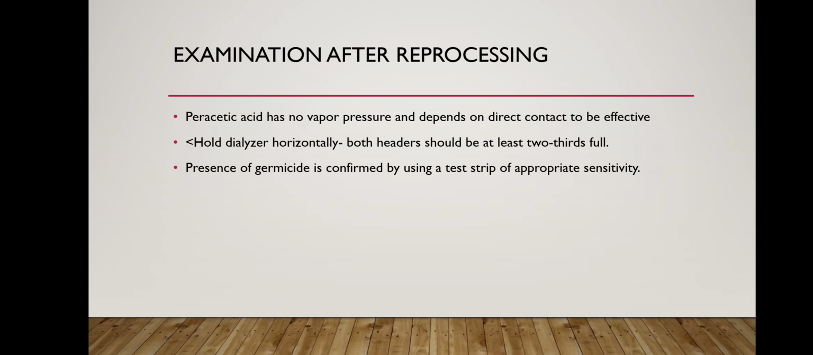Next, examination of the dialyzer after reprocessing. Peracetic acid has no vapor pressure, so it depends on direct contact to be effective. Then hold the dialyzer horizontally; both the headers should be at least two-thirds full. The presence of germicide is confirmed by test strips of appropriate sensitivity.